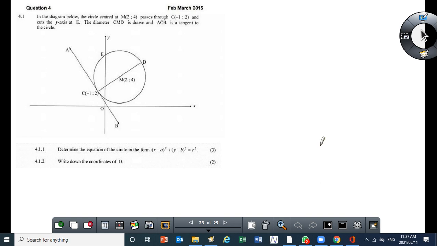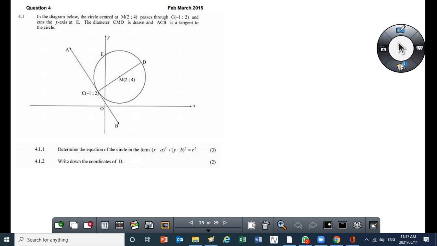Then the first question says determine the equation of the circle in the form x minus a all squared plus y minus b all squared equals r squared. And we have been doing this over the past days since last week on Thursday. So, if I want to find my equation of a circle, I need to determine its center, or the coordinates of the center. Then I also need to calculate the length of the radius. In this case, the length of the radius is not given, so I have to calculate it.